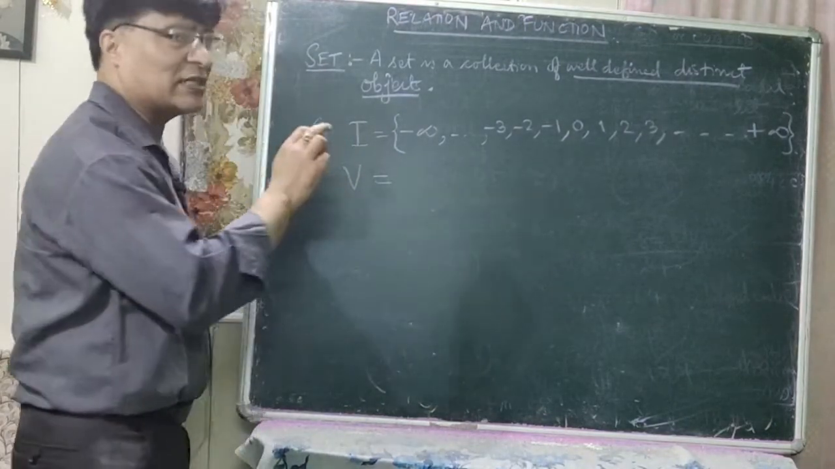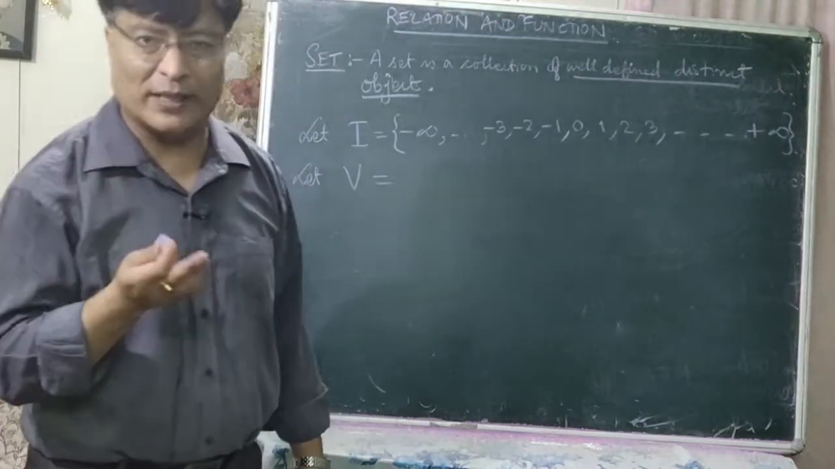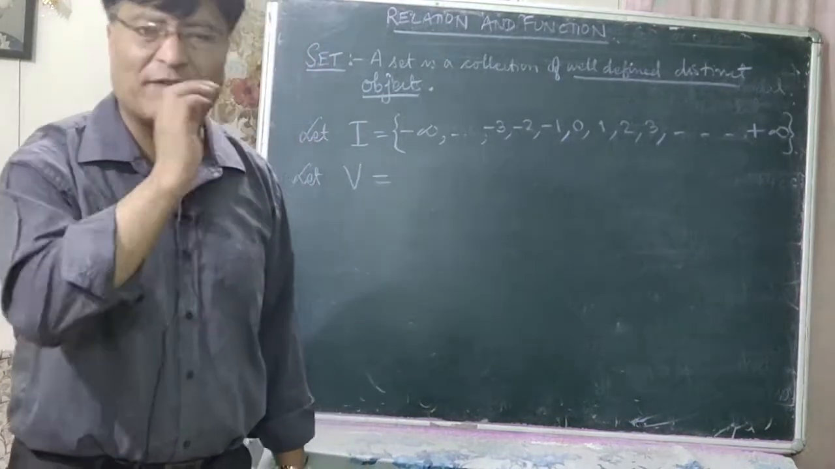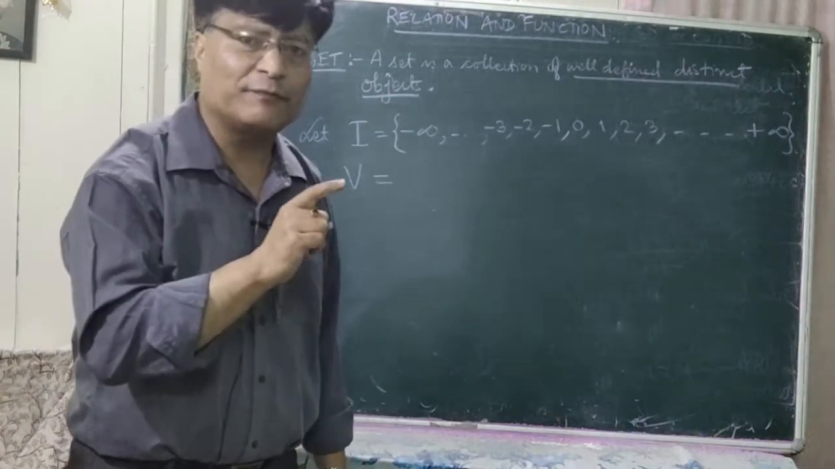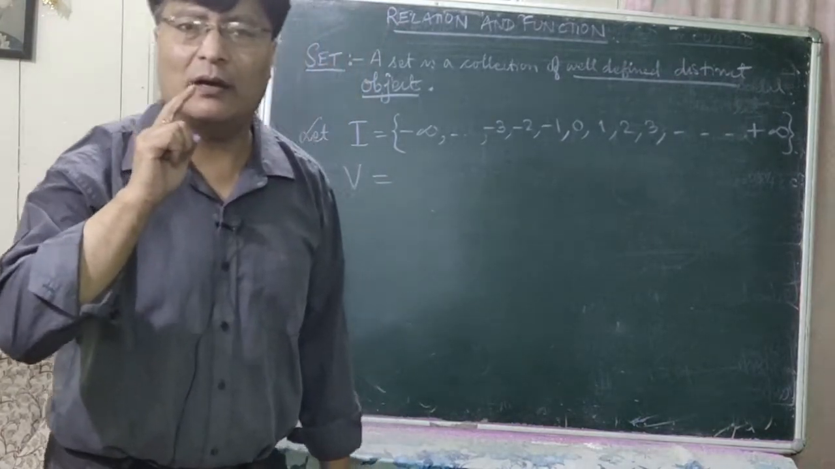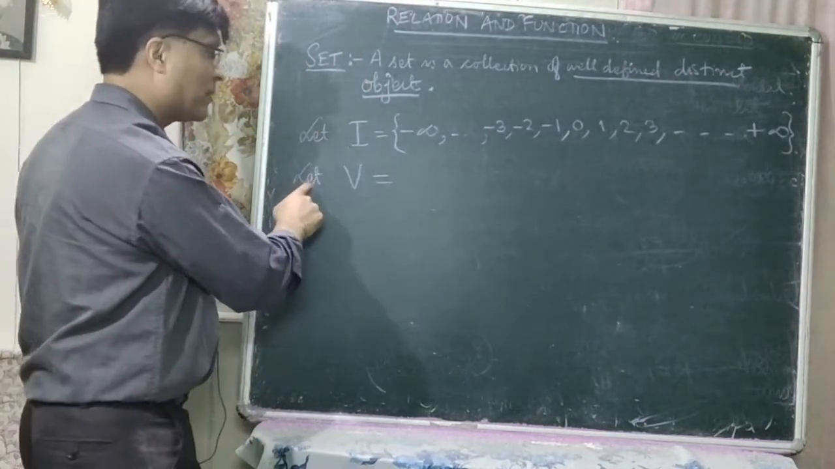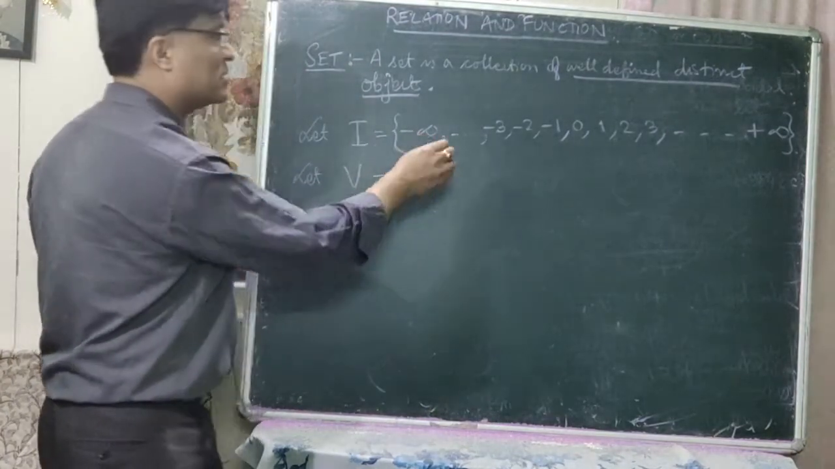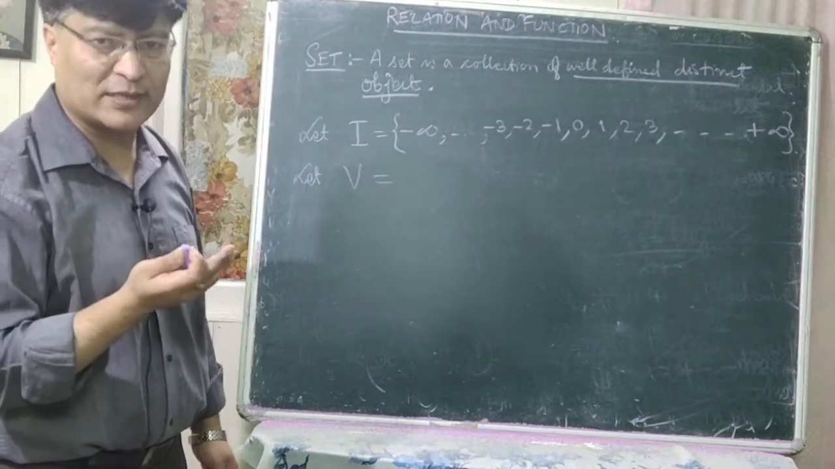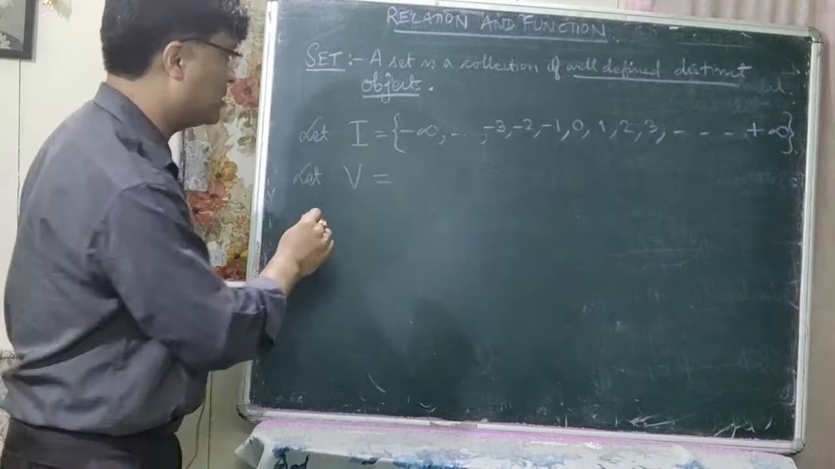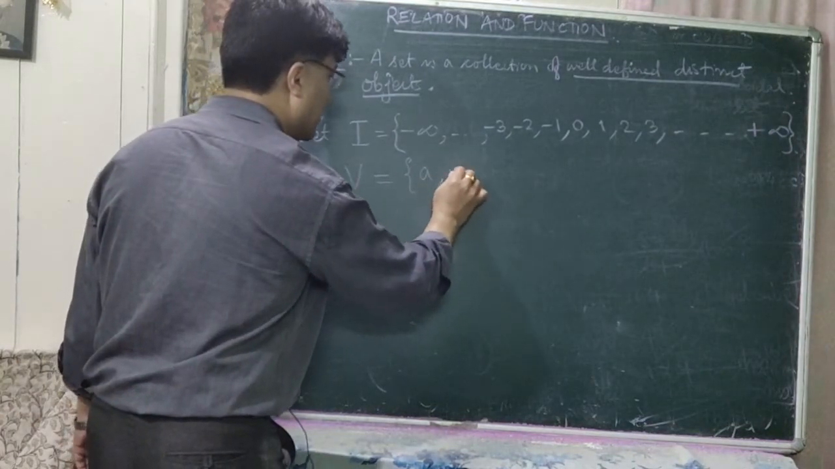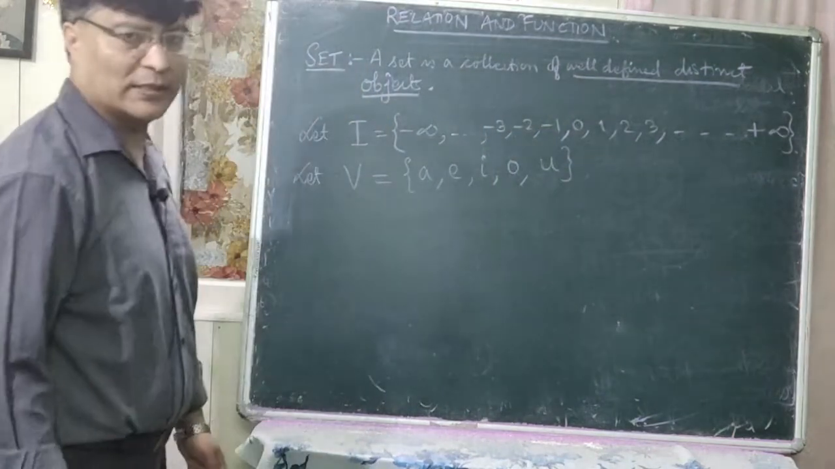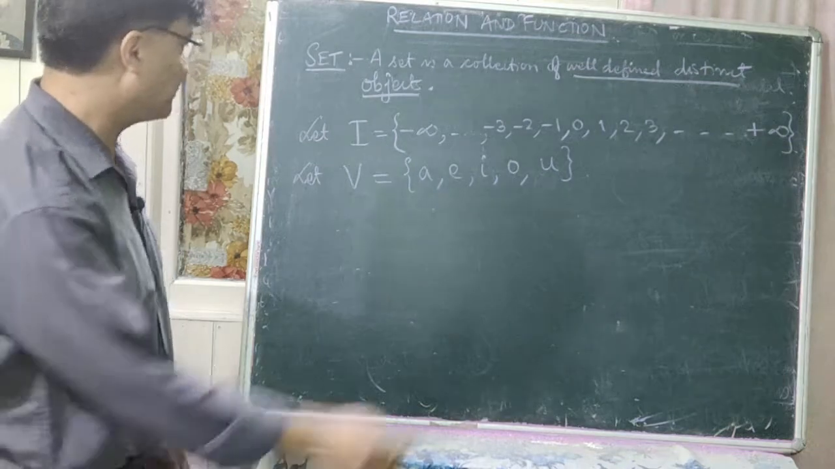Next, let capital V be the set of vowels. It is a well-defined distinct object. Let capital B be the set of vowels. It is well-defined objects. That means B is the set of vowels, right? So it is A, comma, E, comma, I, comma, O, comma, U. It is the set of vowels. Is that clear to all of you?